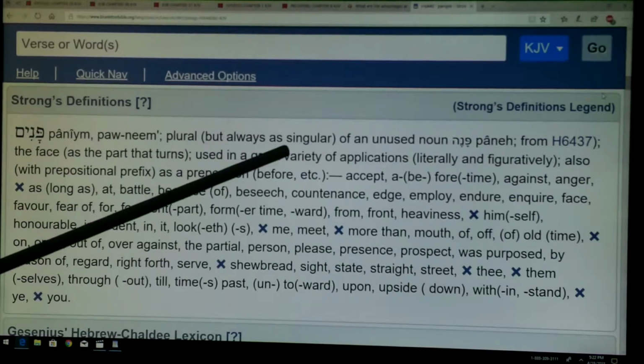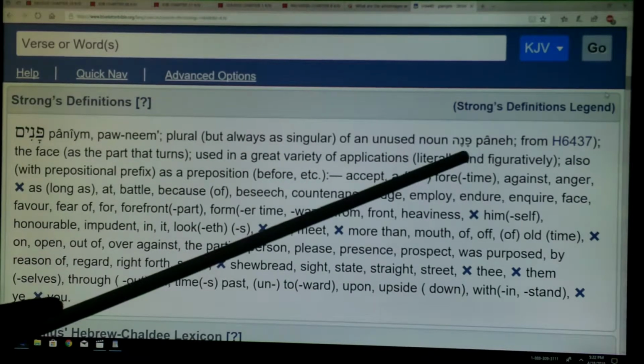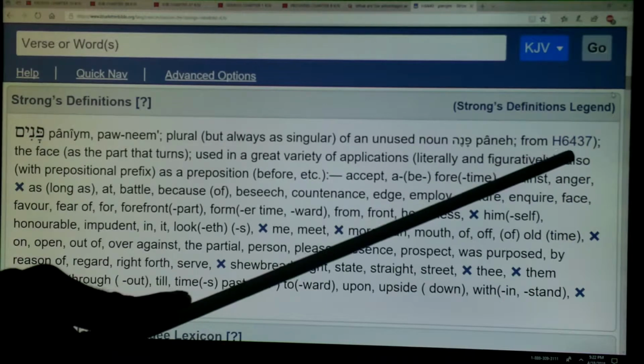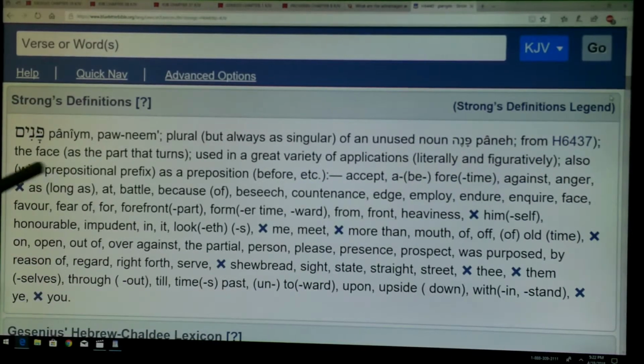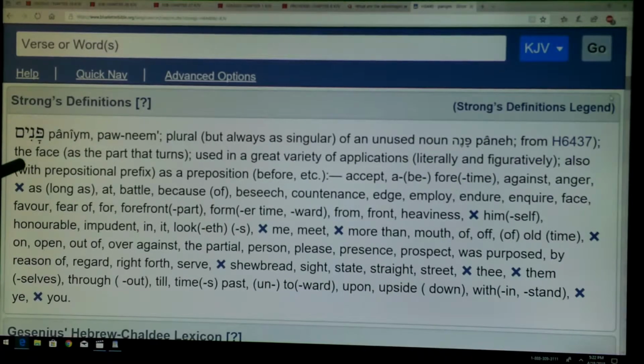plural, but always as singular, of an unused noun, panim, from H6437. The face. So the panim has a face. There's no such thing as a face on the ball. A face is a smoothed out portion just for a function. The ball is just all one surface. It doesn't have a face. So a ball is a world without a face. It doesn't have a panim.